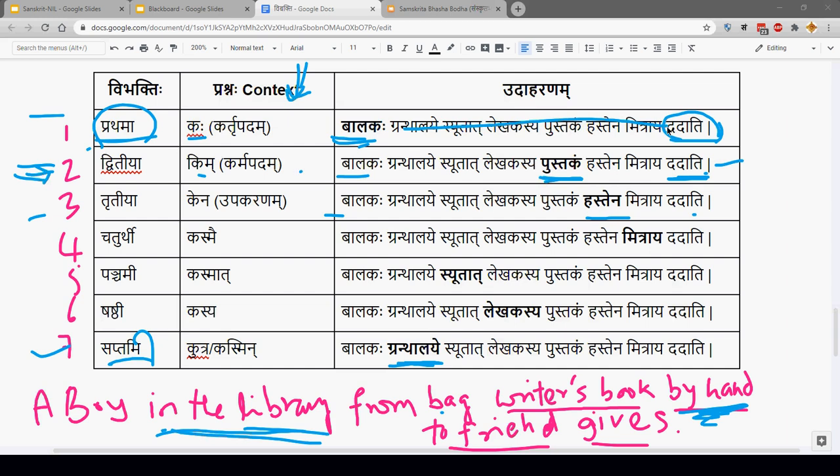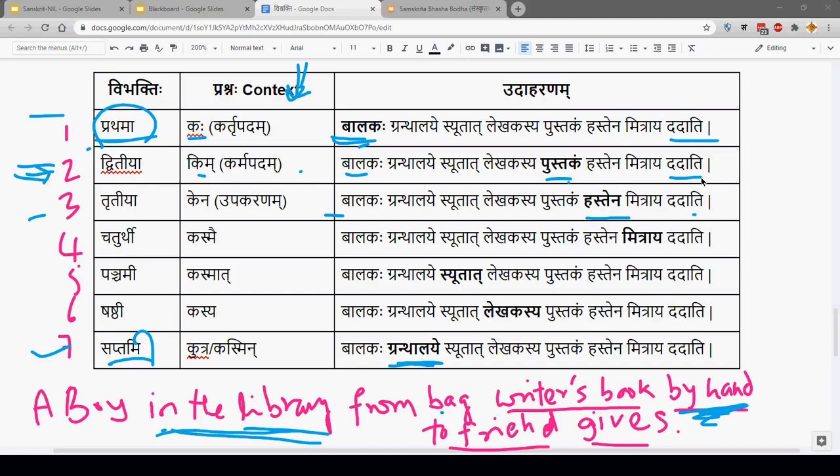Now they ask the next question, what? Balakah pustakam dadati. So that is the next stage of the sentence. Balakah pustakam dadati. And then because the action is being performed on that word or the thing, that word should be an object, and that has to have the dvitiya or second case suffix. So balakah pustakam dadati. So these three words are right now in the sentence.